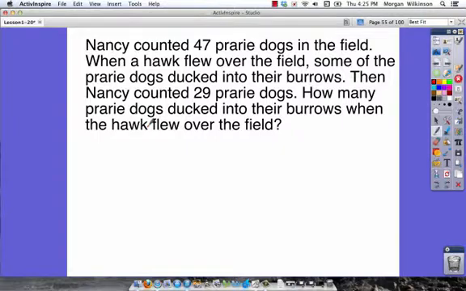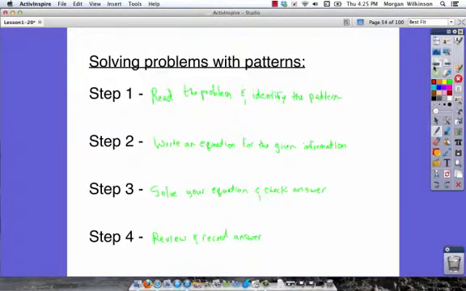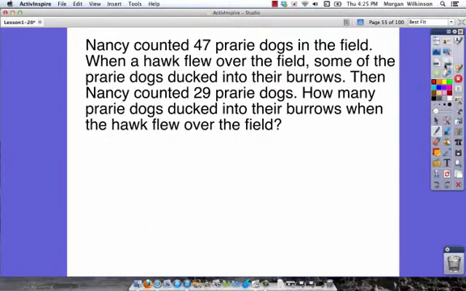Now, let's look at that 4-step process again as we solve this question. First one, read the problem and identify the pattern. So this one, we've read the problem. We need to identify the pattern. What do you think? What type of pattern do we have? Well, when we look at this, we started with 47, we take some away, and we're left with 29. So this must be a subtraction pattern.